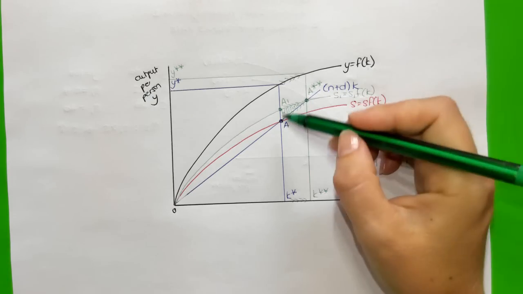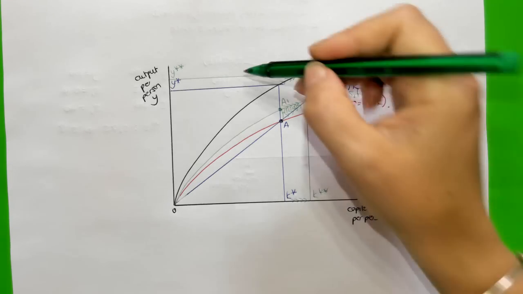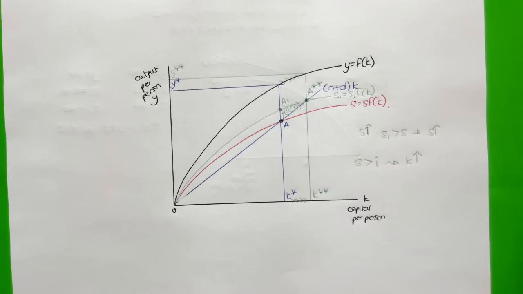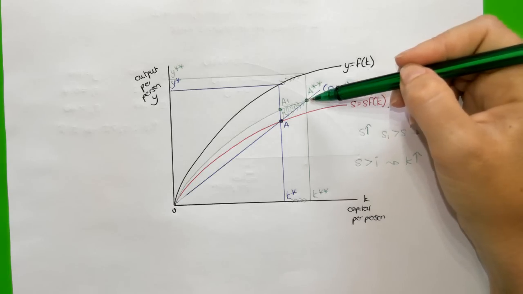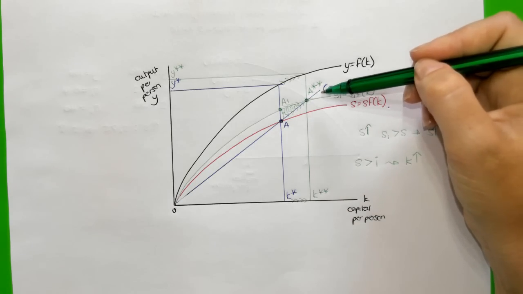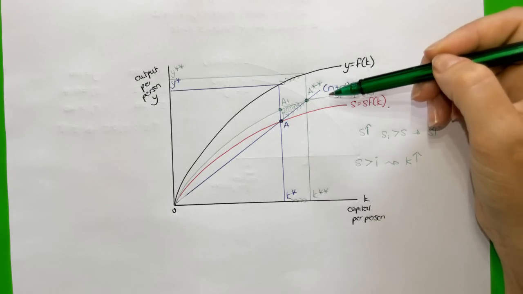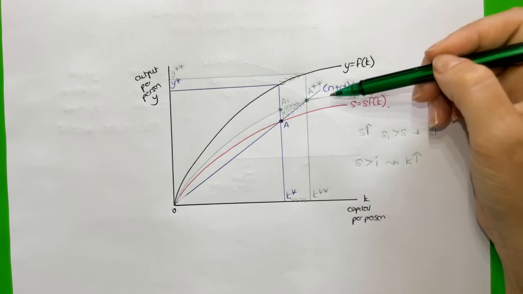So it is only between the steady states that output per person and capital per person can grow. Once the new steady state has been reached, output per person is higher than before, and the capital to labor ratio is also higher than before, but then they remain constant at those higher values. The growth in output per person and the growth in capital per person remains the same.